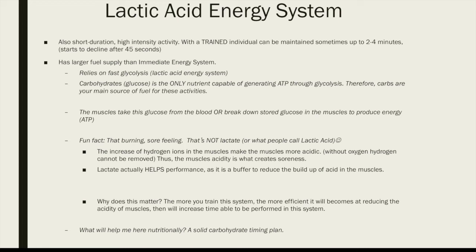They start to blend. The lactic acid system has a larger fuel supply than the immediate energy system, which is why it can be maintained for longer. It relies on fast glycolysis, which is the lactic acid energy system. And carbohydrates, glucose, is the only nutrient capable of generating ATP through glycolysis. So that's why it's basically the glycolysis system. Therefore, carbs are your main source of fuel for these activities. In this system, the muscles take the glucose from the blood or break down stored glucose in the muscles to produce energy, the ATP. Okay.